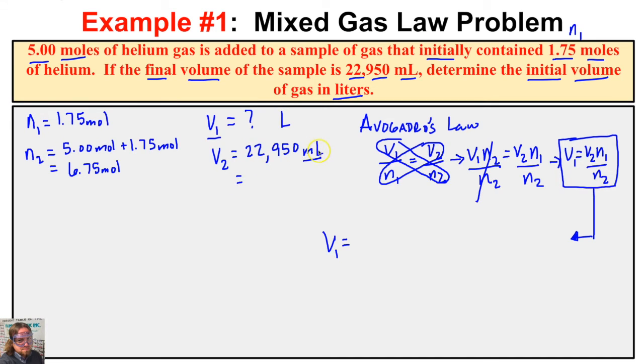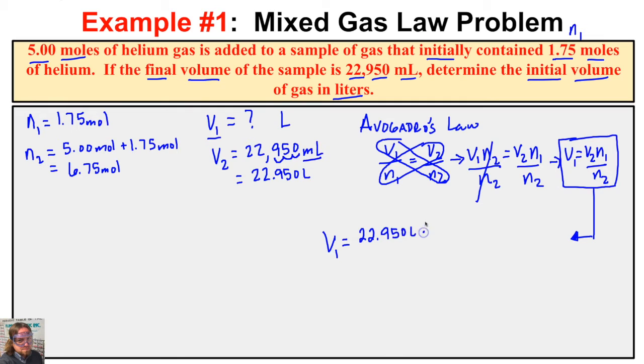22,950 milliliters. But if you take a look, we want our final answer in liters. So let's go ahead and convert this to liters. The way that we're going to convert this to liters is by sliding this decimal 3 times to the left, and we'll end up with 22.950 liters.